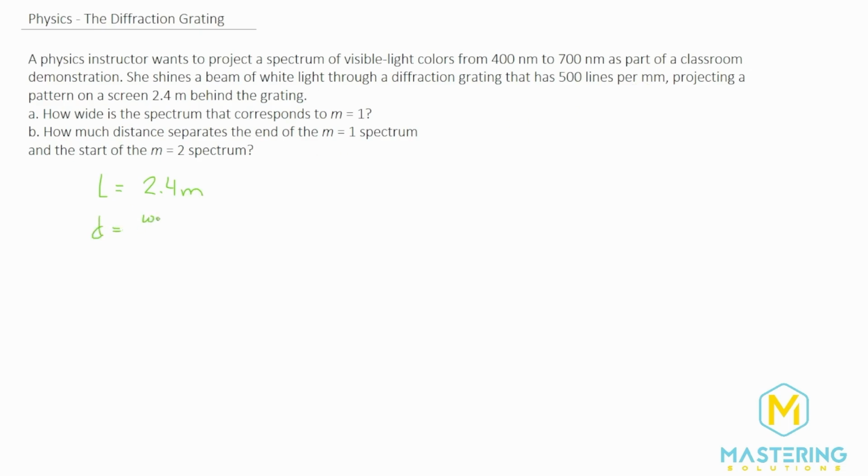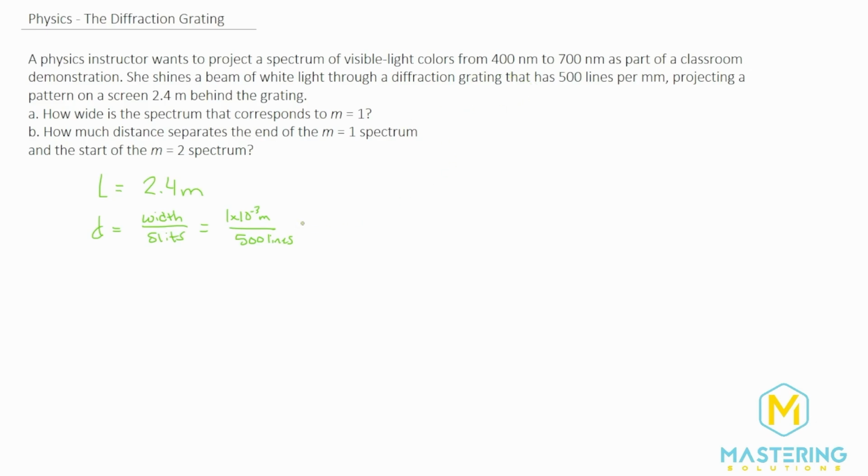to be the width over the slits. And so the width is per millimeter, so 1 millimeter is 1 times 10 to the negative 3 meters, divided by 500 lines or slits, same thing. And then we could figure that number out, but I'm just going to plug this in. And they tell us that we're shining visible light, so the spectrum range is 400 nanometers to 700 nanometers.